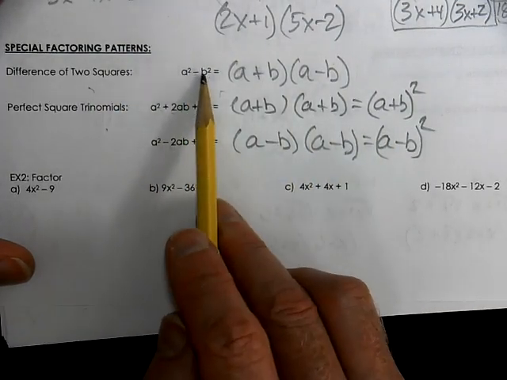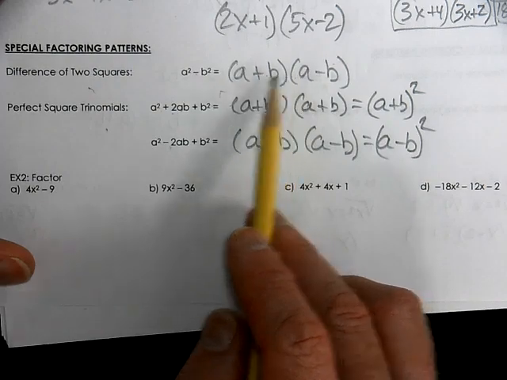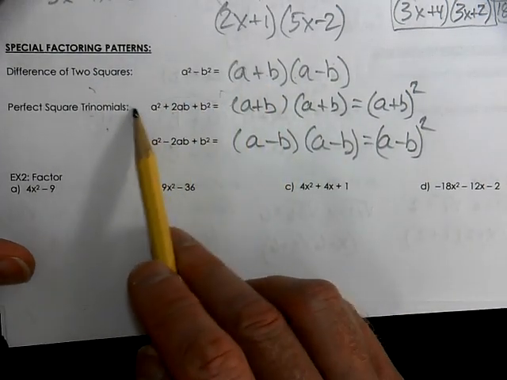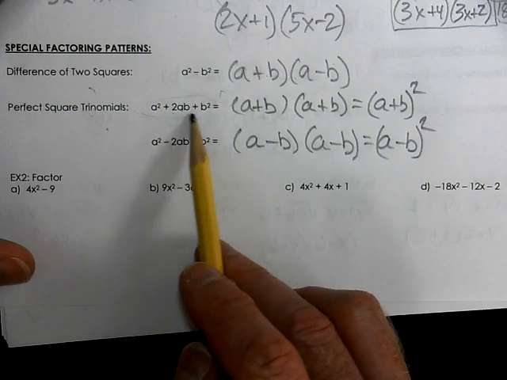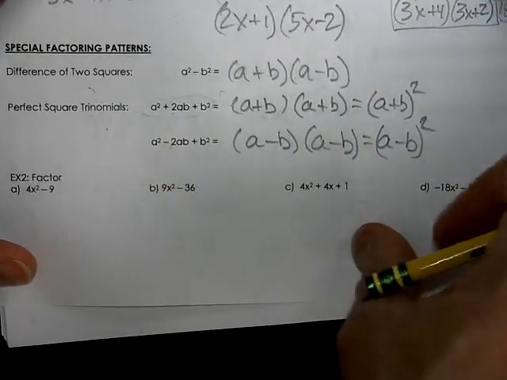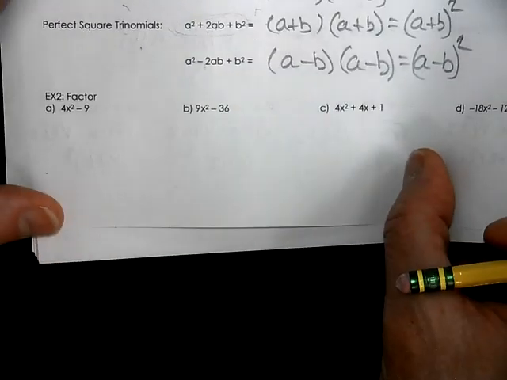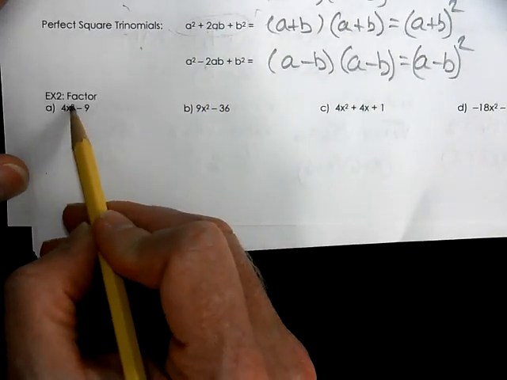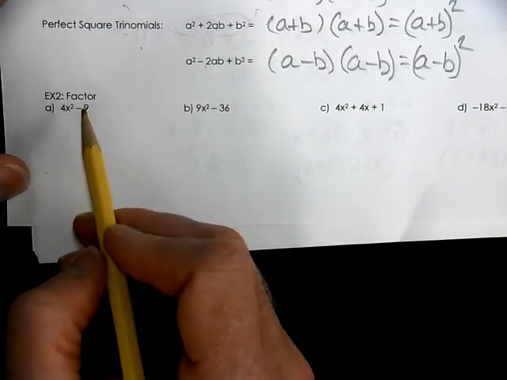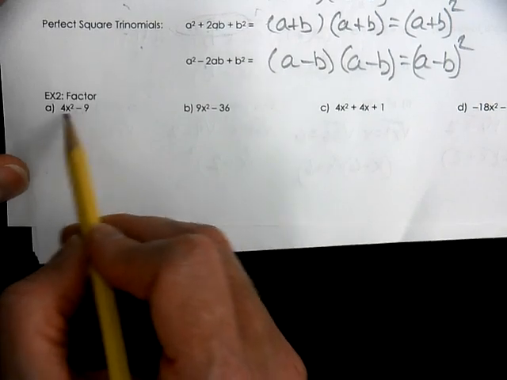Is it the difference of two squares? Or does it follow this pattern of a perfect square trinomial? So let's come on down and try it. You have 4x squared minus 9. Notice that this does not have 3 terms in it.